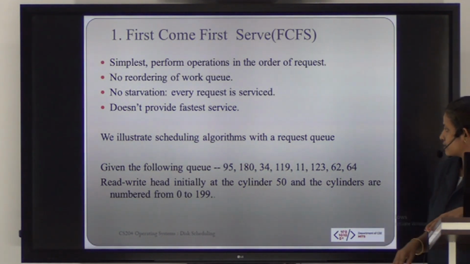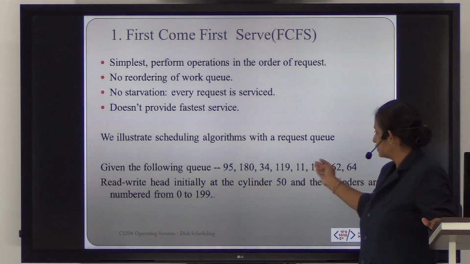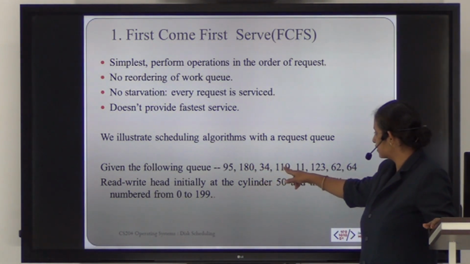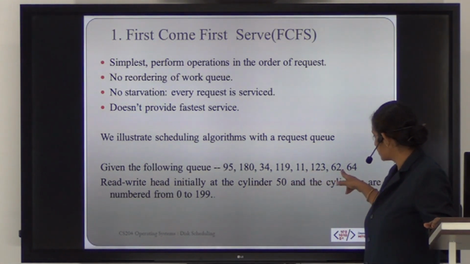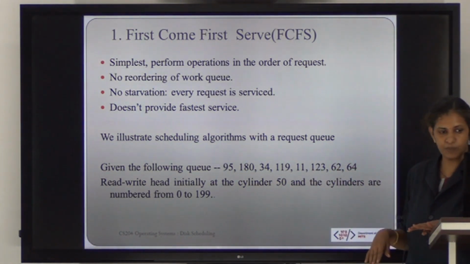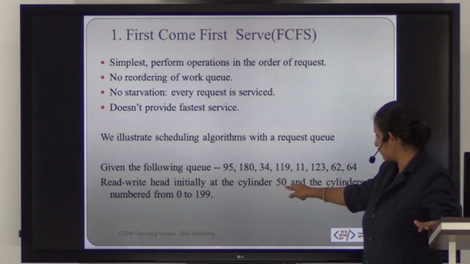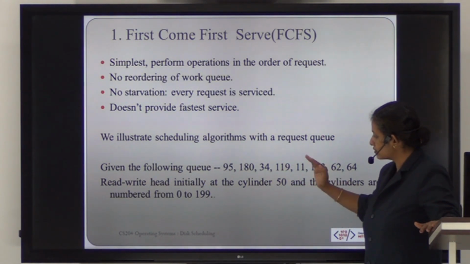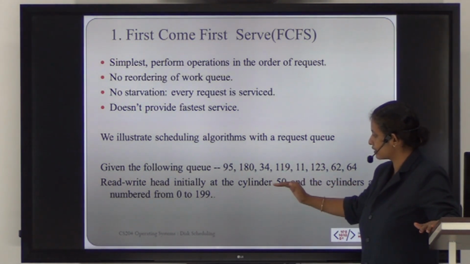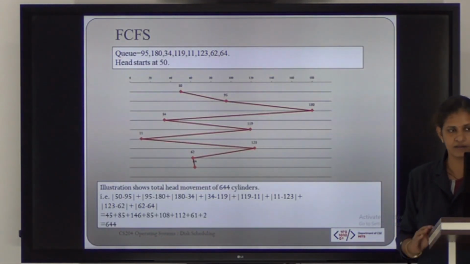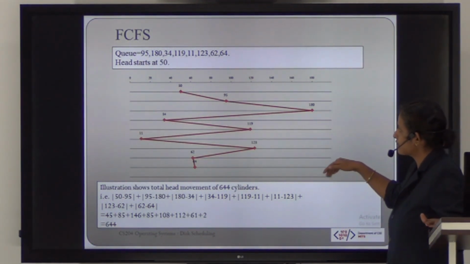Then for the illustration, we consider a queue of requests. These are the cylinder numbers: 95, 180, 34, 119, 11, 123, 62 and 64. This is the order of requests in the queue. Initially we suppose the read-write head is pointing at cylinder 50, and we assume there are 200 cylinders, that is, 0 to 199. In the case of first come first serve, we diagrammatically represent the scheduling.